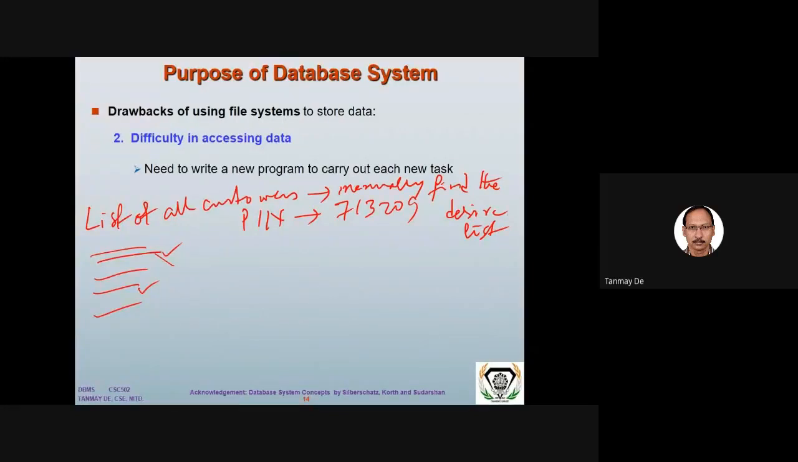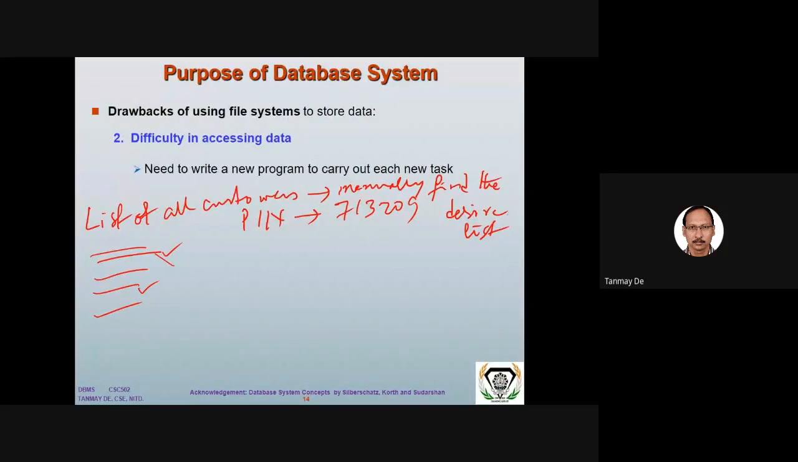Maybe later, after some days, the bank officer needs some different information, and again there is no application program to generate such a list. So again they face difficulties. That means this conventional file processing environment does not allow the needed data to be retrieved in a convenient and efficient manner. So for better data retrieval, the accessing system needs to be developed for general purpose.